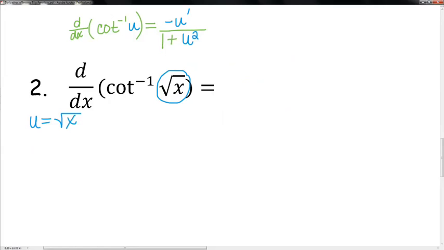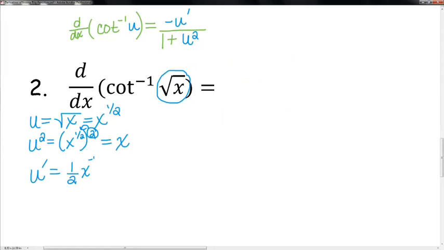Well, let's go ahead and put that in power form. So that means that's x to the 1/2. Let's go ahead and find u squared. So that means x to the 1/2 squared. And when I distribute through, 2 times 1/2 is 1. And so I get x. And then finally, let's find u prime. So the derivative of x to the 1/2 is going to be 1/2 x to the -1/2.